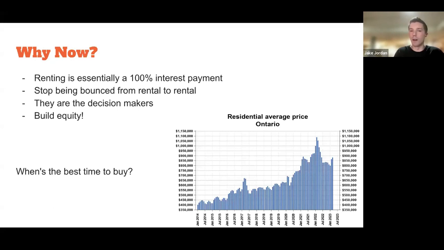Renting, no matter what market you're in, it's always 100% interest. There is never equity building in your home. A lot of people, they get bounced around from rentals to rentals. Landlords need to sell, they want to move in, whatever. They get bounced around between houses, and this is a good option for them to finally set down roots and have their own home, right?